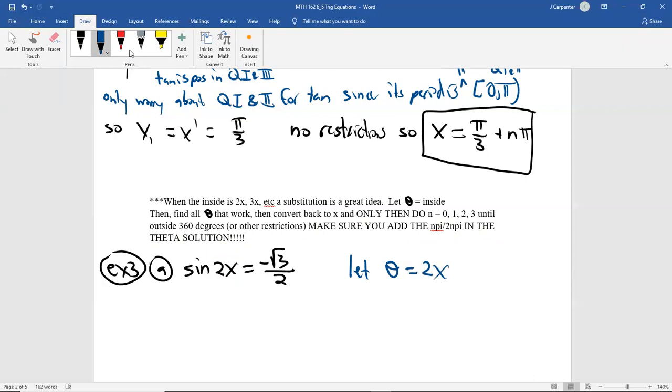This should not be the first time you've ever done a substitution technique. We do that in 2 different types of problems in pre-calc 1. So now what this problem is going to become, and I'll keep it in blue since I'm doing a change of variables, is just the sine of theta is equal to negative square root of 3 over 2.